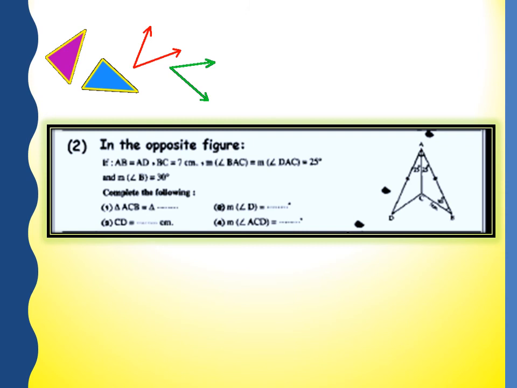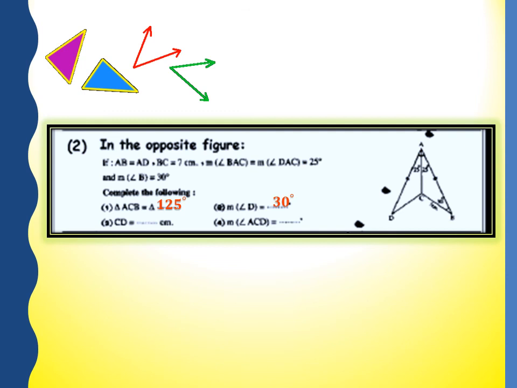From this I can say that measure of angle ACB is a third angle in the triangle ABC. I can find its measure by subtracting: 180 minus (25 plus 30) equals 125 degrees. Measure of angle D equals measure of angle B by correspondence, because the two triangles are congruent. That means measure of angle D equals 30 degrees.